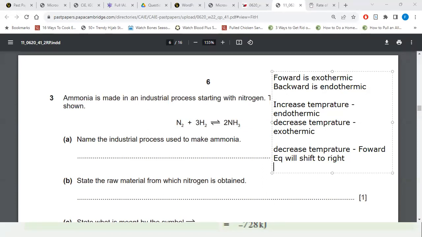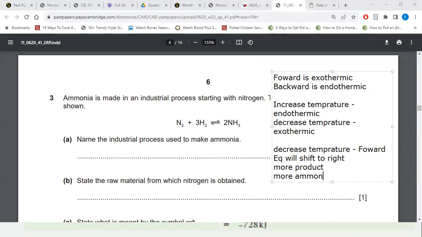Right means more. Right means more, left means less. Remember this: left is less, right is more. So I will get more product. What is my product? My product is NH3, ammonia. So that means I will get more NH3.